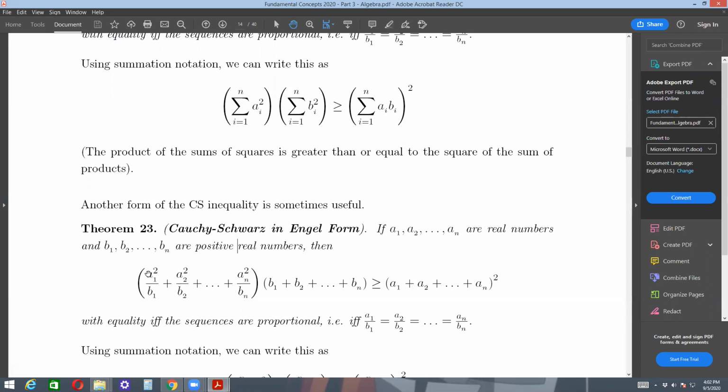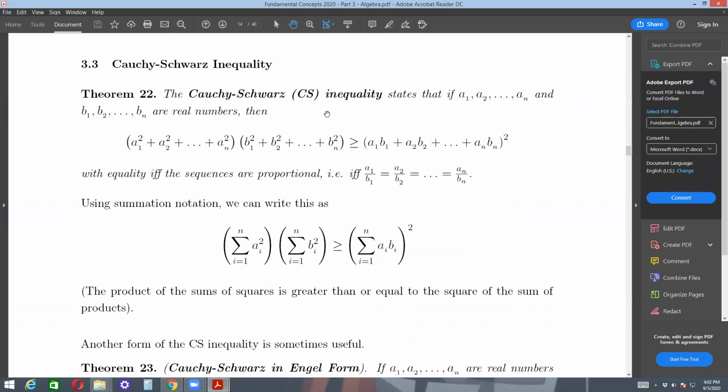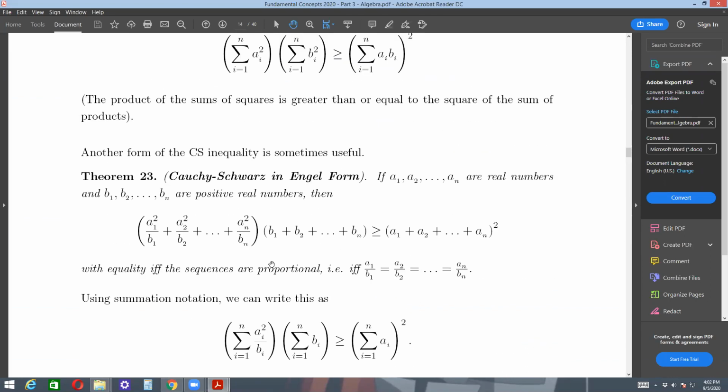So I have basically a1 squared over b1, plus a2 squared over b2, plus etc., times, and also this is no longer squared, it's just b1 plus b2 plus etc. plus bn. This is greater than or equal to a1 plus a2 plus a3 etc. plus an, squared.